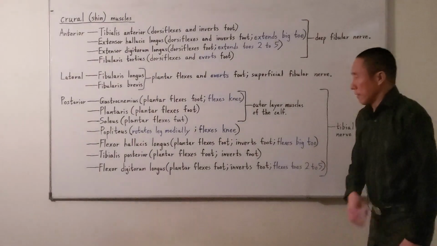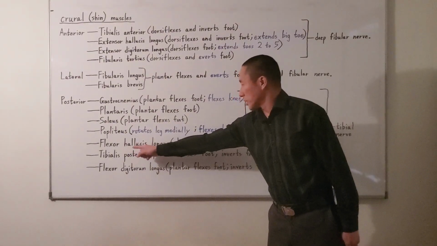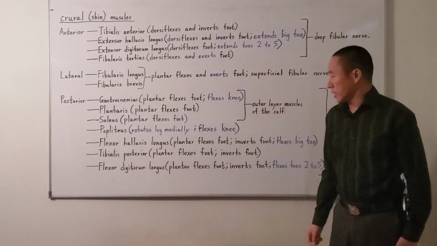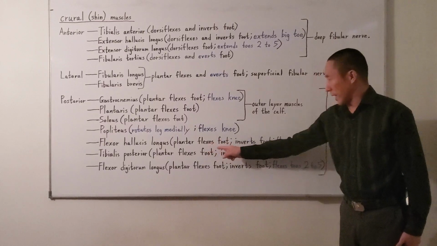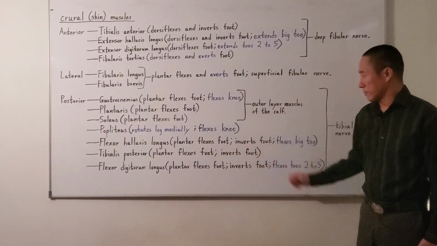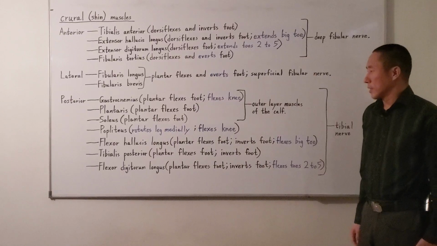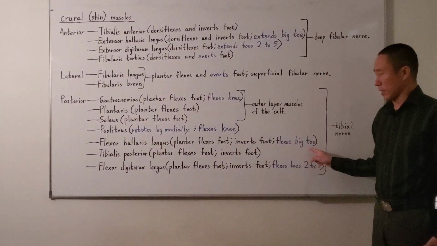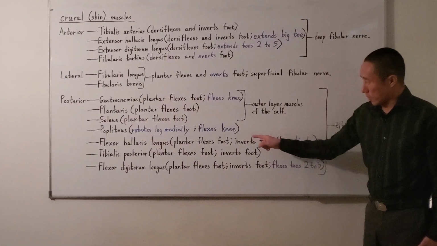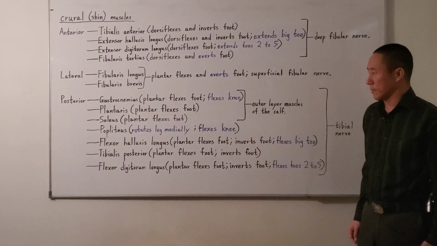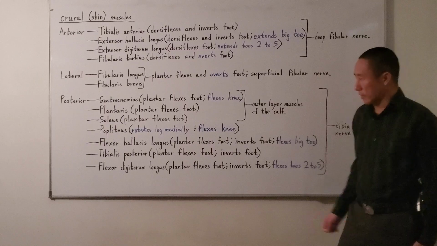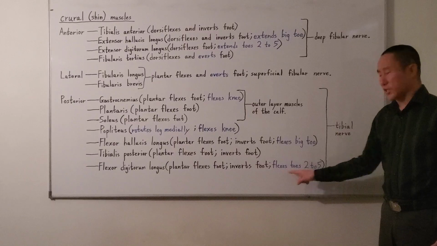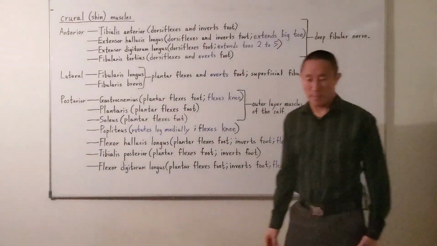Now, for the flexor hallucis longus, the tibialis posterior, and the flexor digitorum longus, they all plantarflex the foot and invert the foot. And notice that flexor hallucis longus also flexes the big toe, other than plantarflexing the foot and inverting the foot. One extra function that flexor digitorum longus has is flexing the rest of the toes. So what do we mean by that?